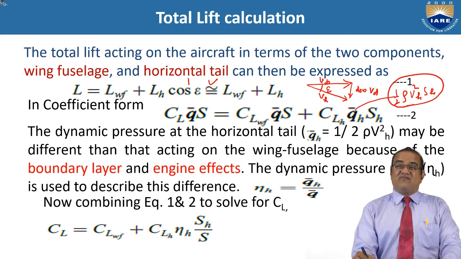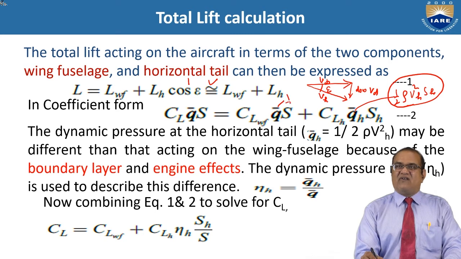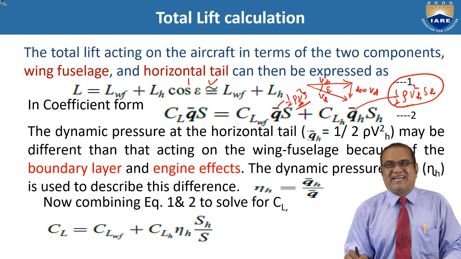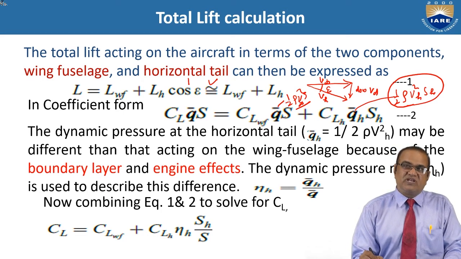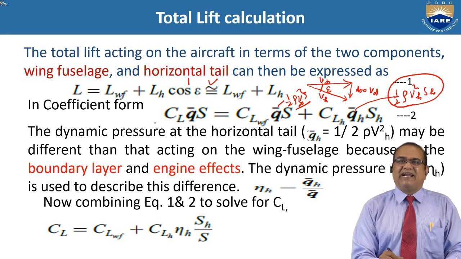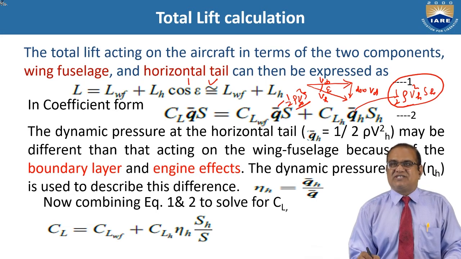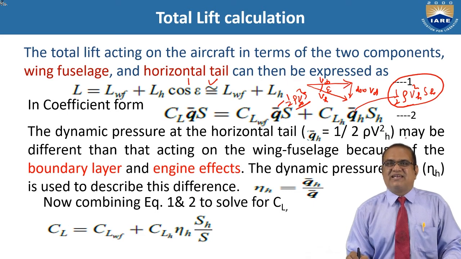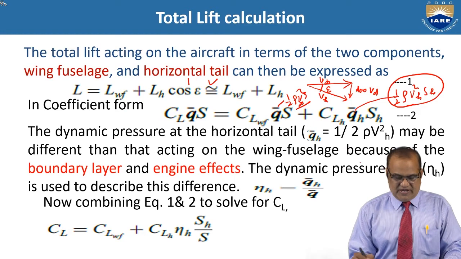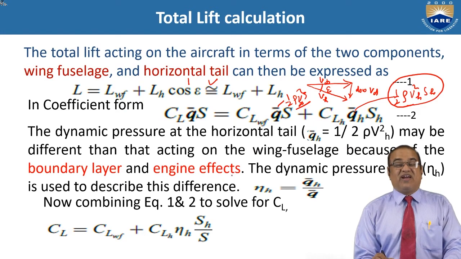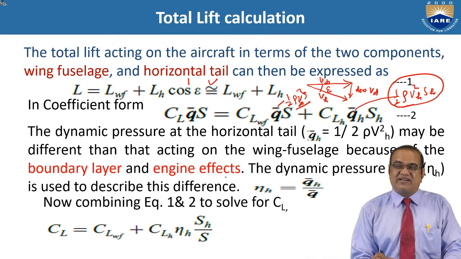We are not getting the same velocity as here. Here you will get half rho V square infinity S, but here you won't get that. Here you will get some other velocity, and this velocity will be lesser than the velocity which you are getting in the wing. So the dynamic pressure at the horizontal tail, Q_H equal to half rho V_H square, may be different than that acting on the wing fuselage because of the boundary layer and engine effect. So there is a boundary layer effect, engine effect.